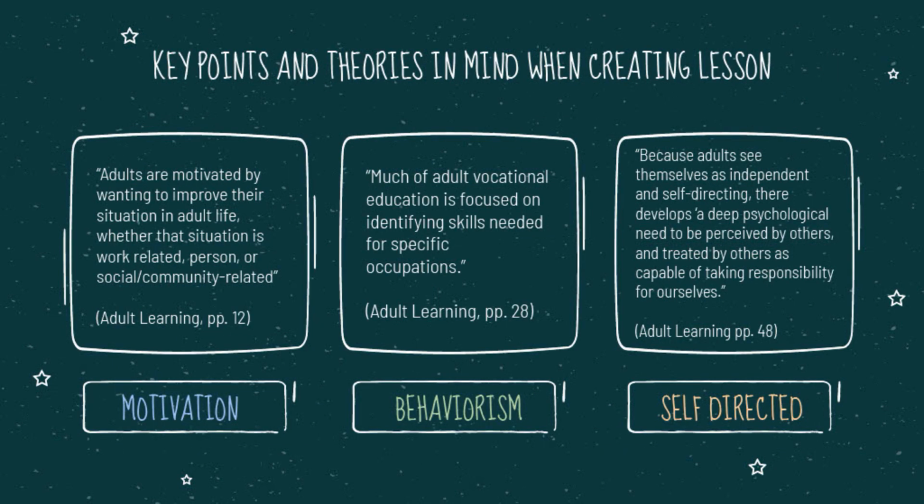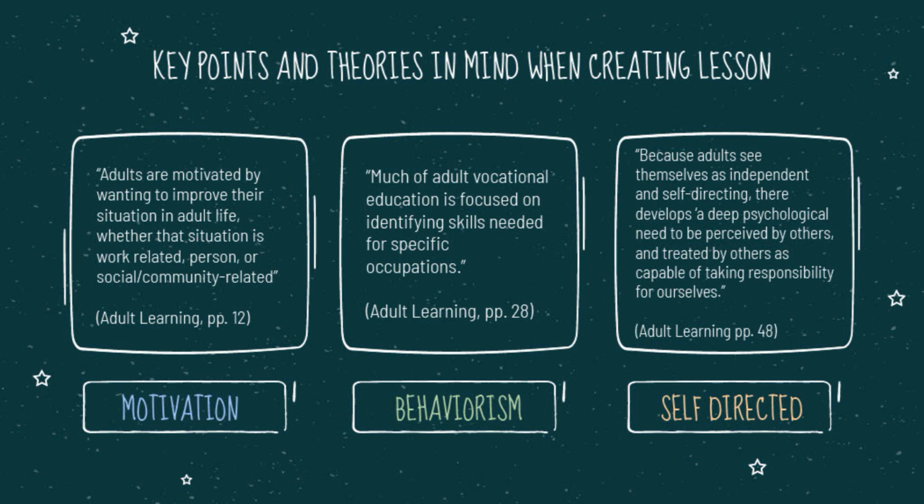So some of the key points and theories that I had in mind when creating this lesson, the biggest one being motivation. Adults are motivated by wanting to improve their situation in adult life, whether that situation is work-related, personal, or social and community-related. And so when I chose my subject, I really thought about this. I know that adult learners want to learn things that are relevant to their work or developing themselves. And so I chose something that I knew would help them because creating flyers is an expectation that I give them in their job.